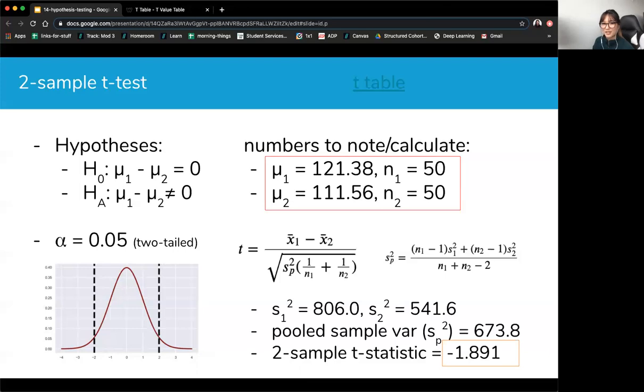Questions so far? Main thing to note is these formulas look super complicated, but basically we're doing the same thing that we've done before, which is calculate a T statistic. All we did was use more formulas to calculate this T statistic for this kind of test, which we can code in one line in Python, so don't worry about it. But with that, we get our T statistic of -1.891.